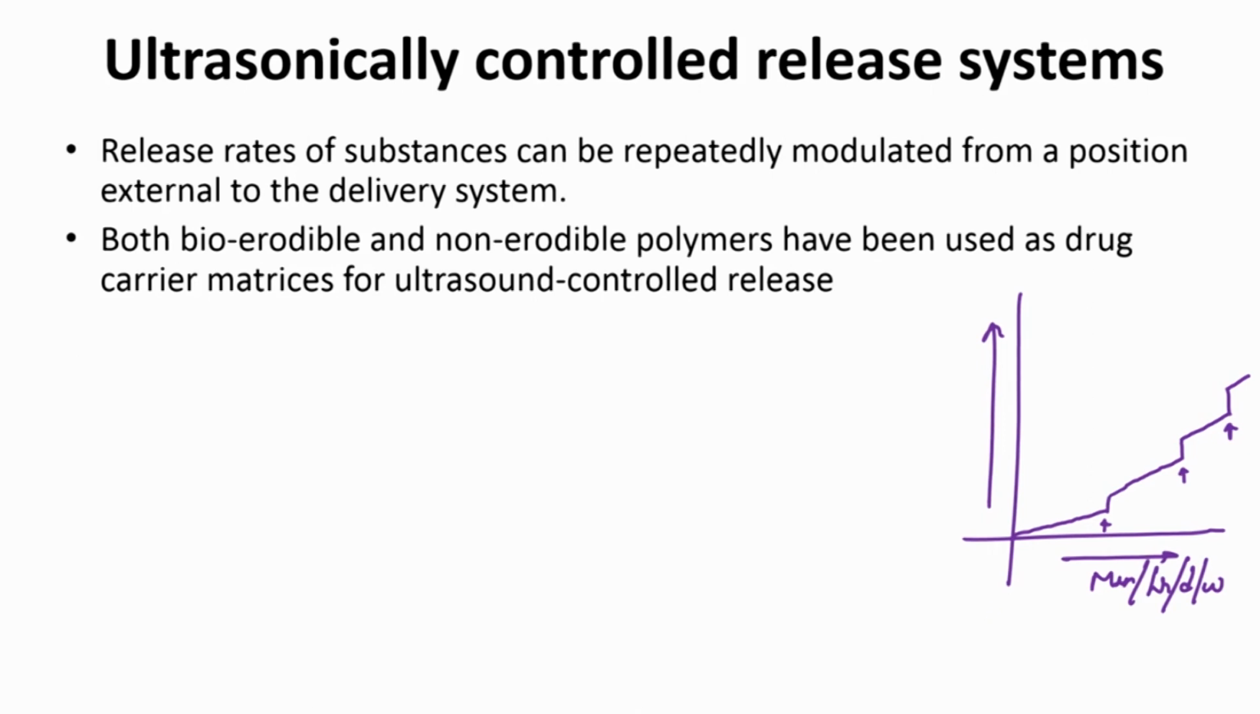Or this could be a non-erodible polymer matrix. In that case the drug will only release when you have some ultrasound. So you will see something like this. It just depends on what the application is. If you want some basal level, you may want to use the bioerodible polymer, but if you want complete control of when it is releasing, you may want to use a non-erodible polymer for this setting.